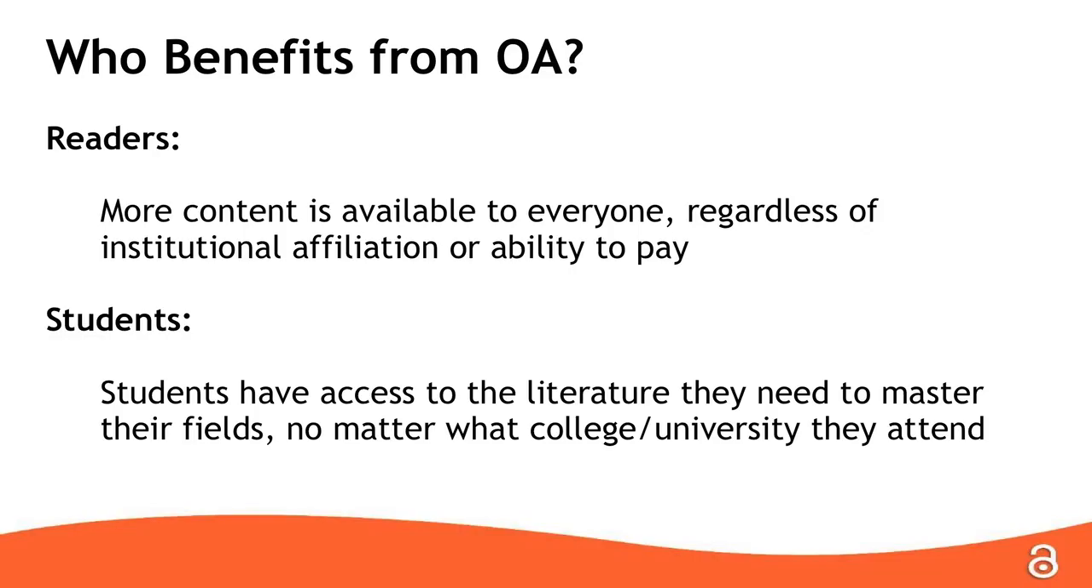So, who benefits? Well, most obviously, readers benefit. When materials are open access, more content is available to everyone, whether or not they're affiliated with a wealthy institution and whether or not they can personally afford to pay. And a special subcategory of readers, of course, is students. Open access ensures that students have access to the literature they need to master their fields no matter what college or university they attend, including cash-strapped universities like CUNY.